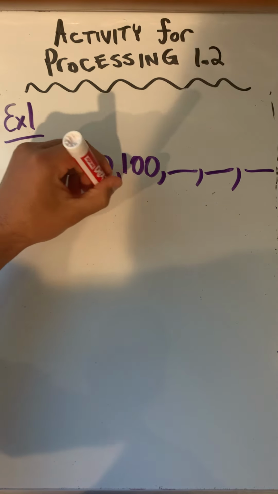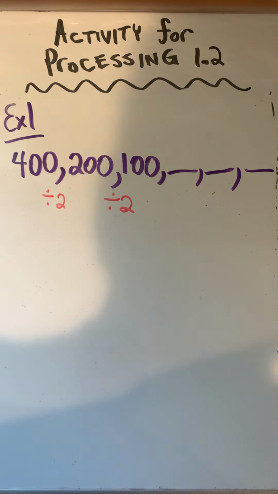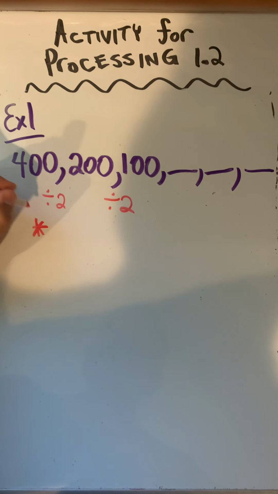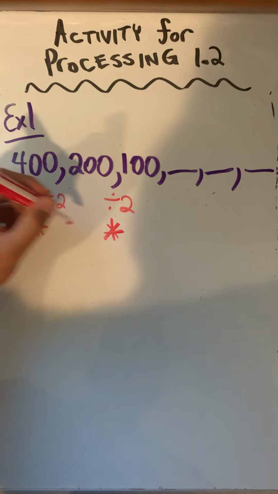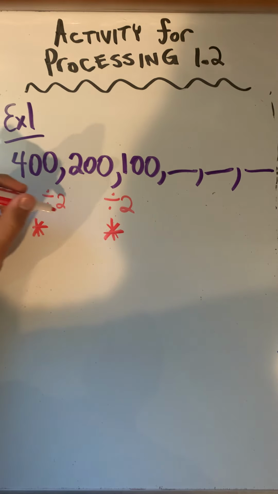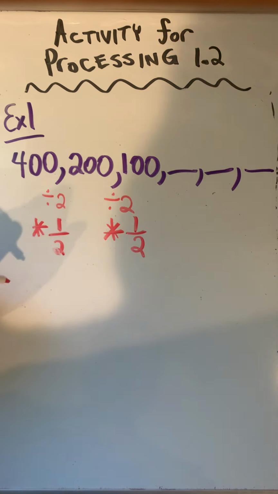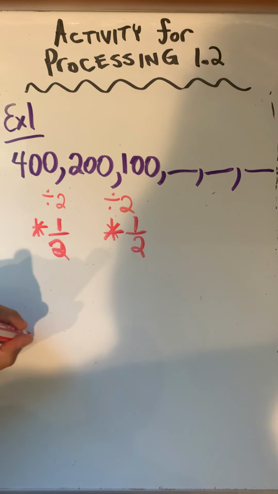So you could say divided by 2. That's fine. Or what you can do is you can say I'm multiplying by the reciprocal of 2. The reciprocal of 2 is 1 over 2. Okay. Just a quick note on reciprocals.